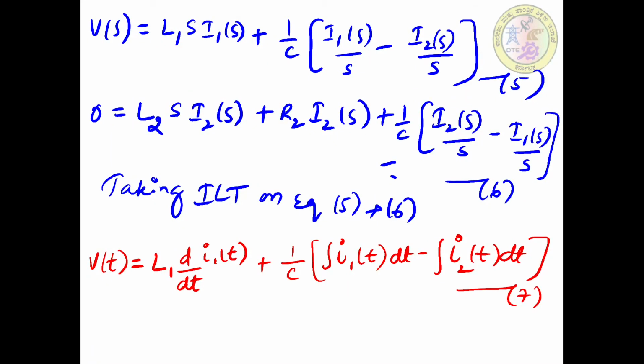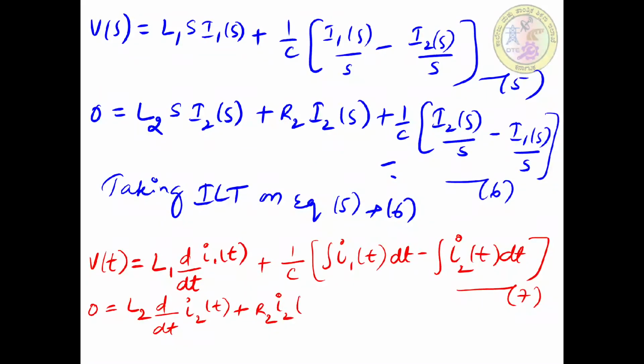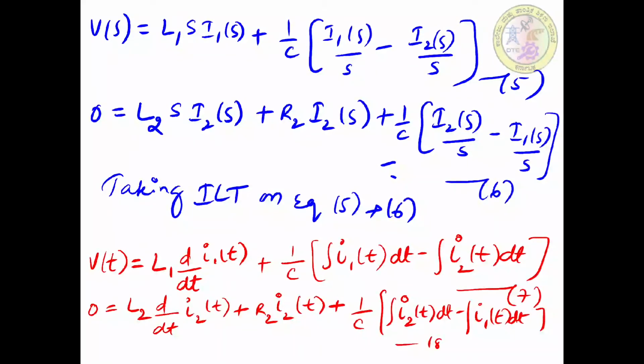Similarly, applying ILT on equation 6, we have L2 into d by dt of I2 of t, plus R2 into I2 of t, plus 1 by C into the integral of I2 of t dt minus the integral of I1 of t dt. This is equation 8.